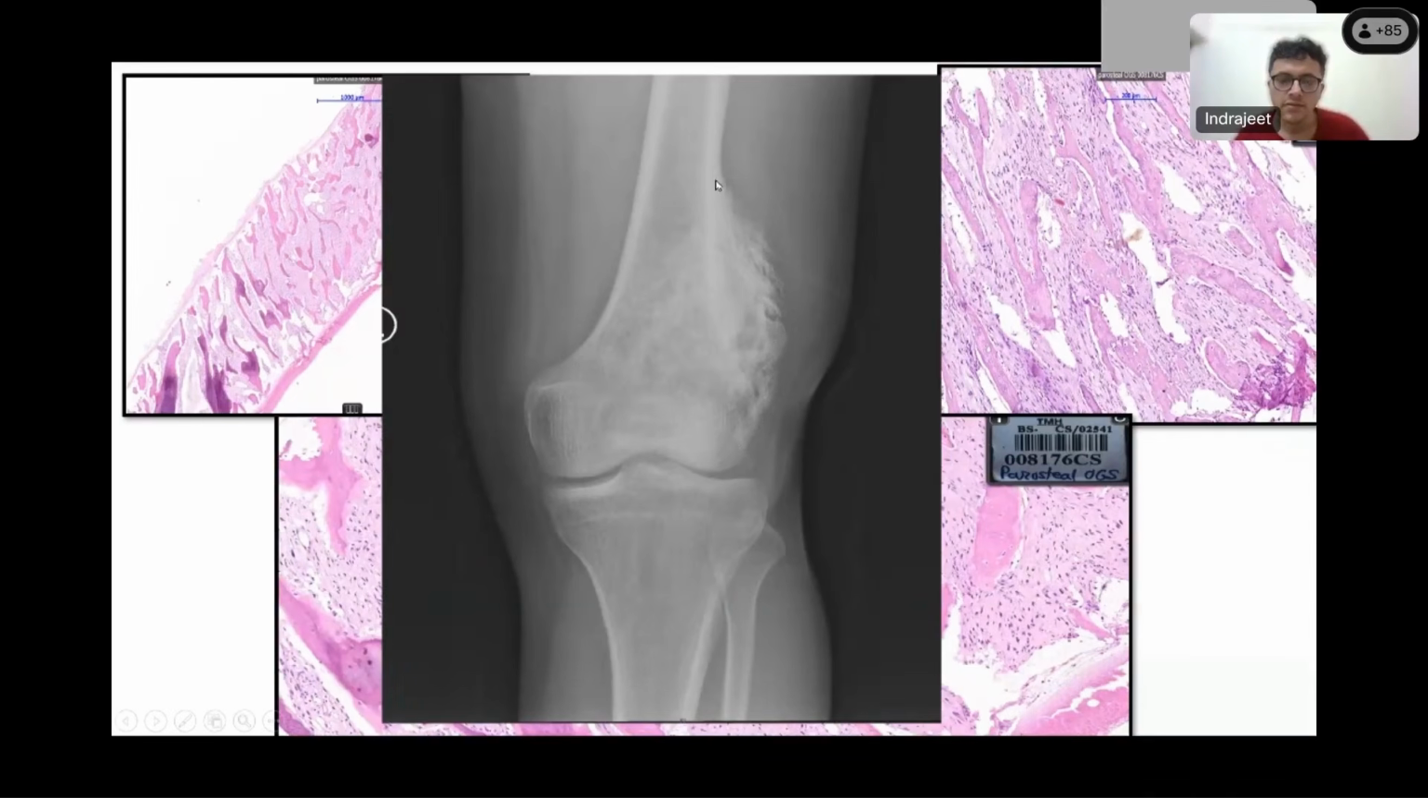And if you notice, the cortex within that seems largely intact. If you see the cortices on both sides, look how they seem unbroken, correct? Yes, sir. Which to me suggests that a lot of this tumor is arising from the surface.